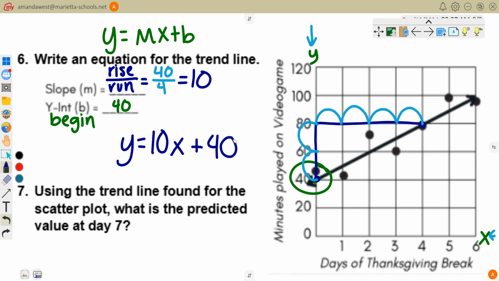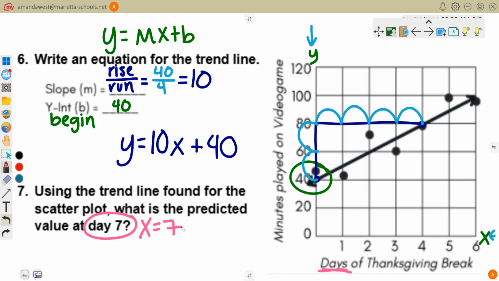All right, so now it wants to know, well, what happens on day 7? I can look at my graph and say, first of all, day 7 isn't on there. I could probably make a guess, but now I have my equation, so I don't need to. I can use my equation to make an accurate prediction. My days are my x's, so I'm going to do this as x equals 7.